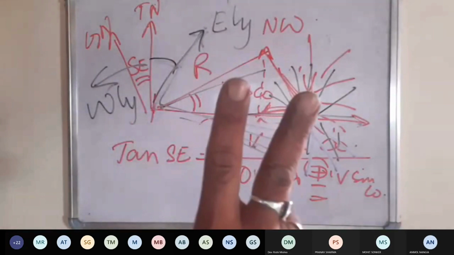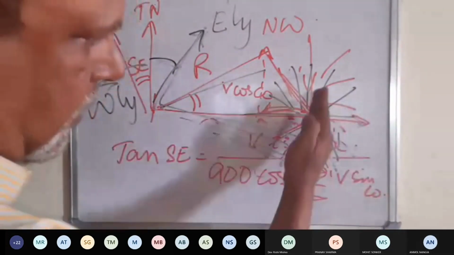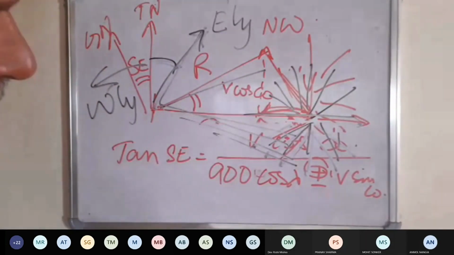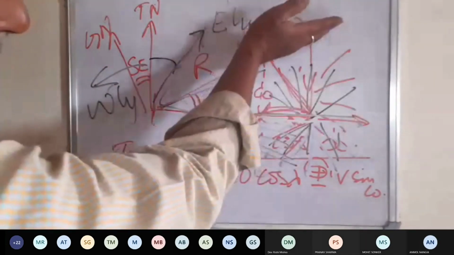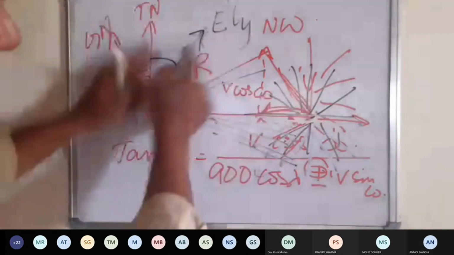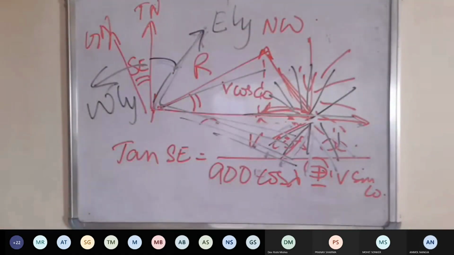Two observations. Easterly courses plus, westerly courses minus. Northerly courses, error is westerly. Southerly courses, error is easterly. Is the idea home? Yes, sir.